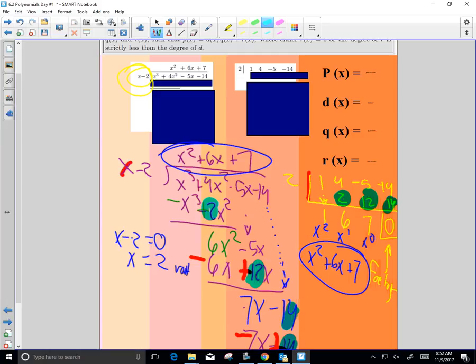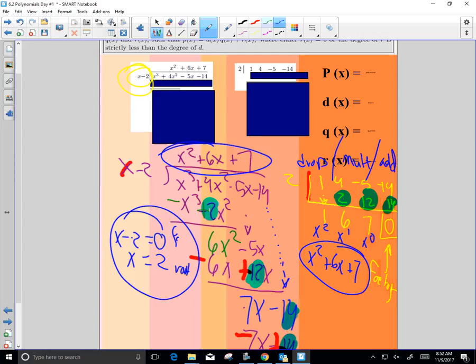Now, this question people ask me all the time is, how come I subtract here and I don't subtract here? The reason you do that, you drop this first one, then you multiply, and then you add. That's how synthetic works. You drop, multiply, and add. The reason you don't subtract is because when I switched this from a factor to a root, notice this minus 2 turns into a positive 2. That's what makes it so nice.